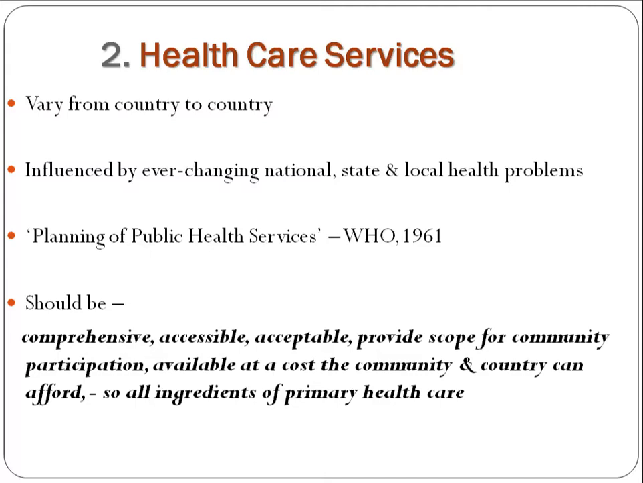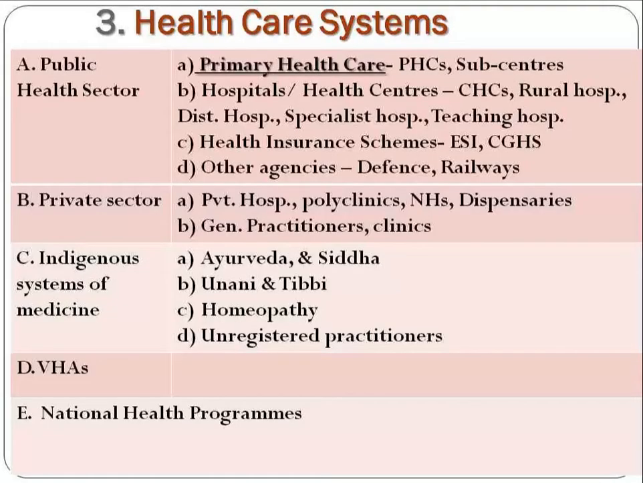We come to the part which is healthcare services. And we all know this varies from country to country. We will concentrate on our country. The healthcare services should be ideally comprehensive, accessible, acceptable, provide scope for community participation, available at a cost which the country and community can afford. I think now you can remember the primary healthcare definition. This is a very, very important table. Please remember this, because once we go further in this chapter, we will deal with this table.